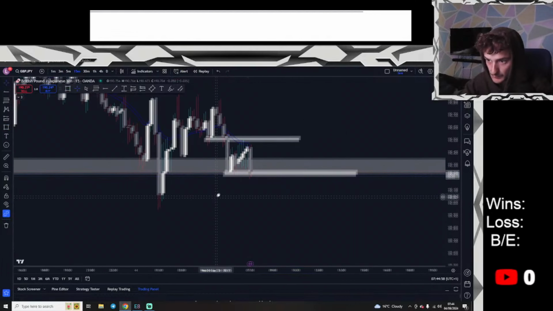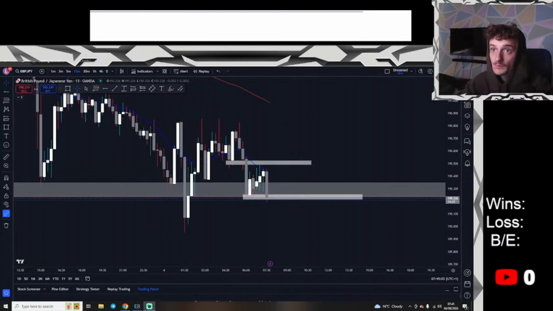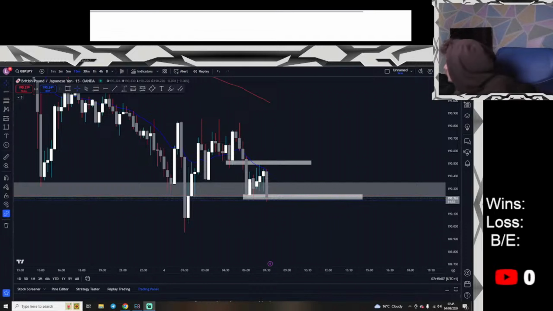But so let's set up my zones right now. If we have a little look, I'm gonna put a little zone here because this is a little area that's been created that we're just breaking below right now on the 15 minute.